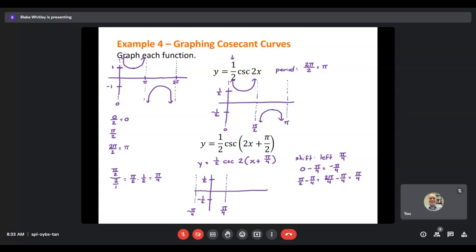And then finally, we had one at pi. Shifting that to the left, pi over 4. Common denominator, 4 pi over 4 minus pi over 4. And that gives us 3 pi over 4.